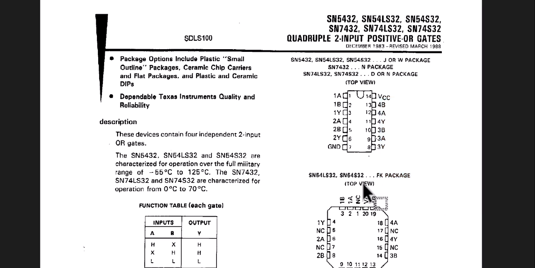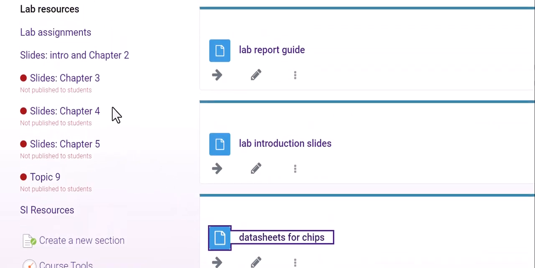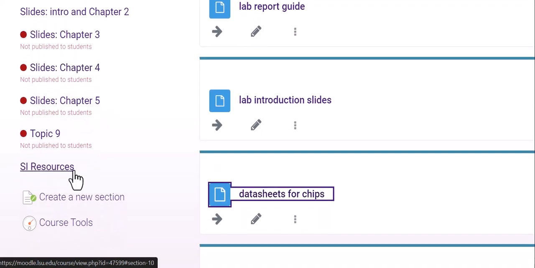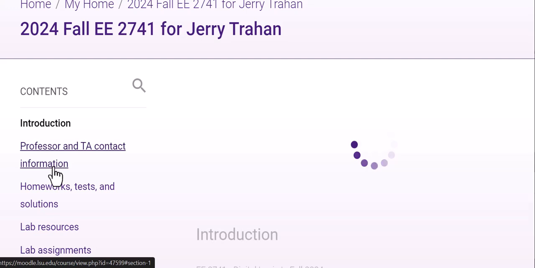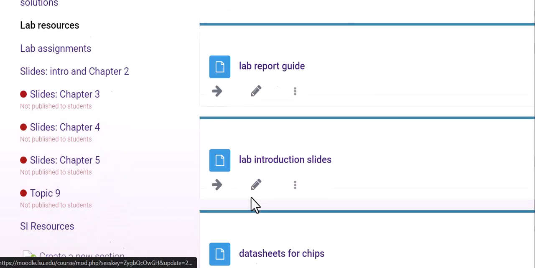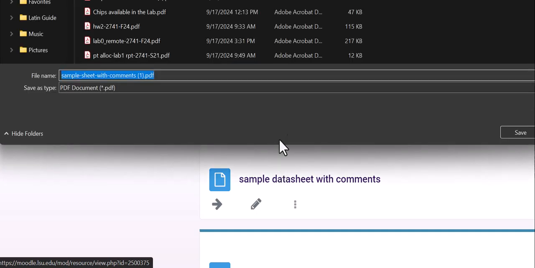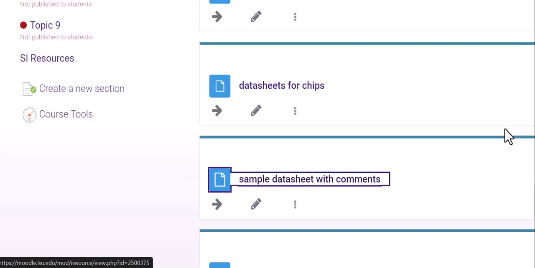The next thing that we want to look at is he has posted on the website a sample data sheet, so you can see what the various parts of the data sheet are. And by the way, if you look under SI resources, this is where I'm going to post any videos that I do or any worksheets that I have. So under lab resources, we'll go to sample data sheet with comments, download that, and then open it up.